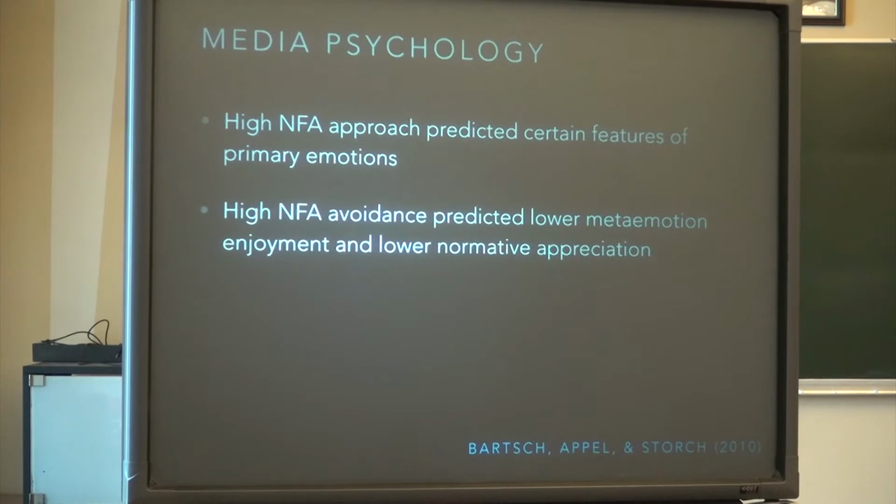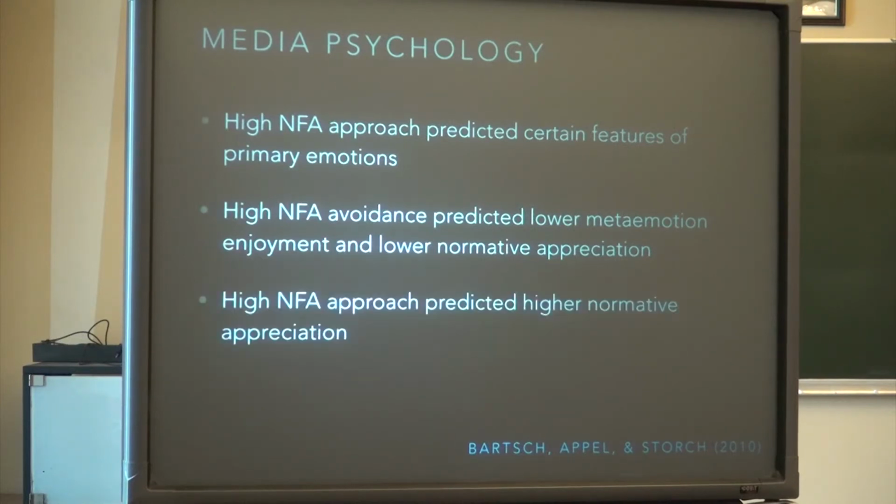They also found that high need for affect avoidance predicted lower meta-emotion enjoyment in conjunction with the film, and lower normative appreciation. They found that high need for affect approach predicted higher normative appreciation. So they concluded that need for affect is a general predictor. So this was regarded as the trait meta-emotion variable, so the individual difference variable. They regarded it as a general predictor of individual differences in the experience of emotions and state meta-emotions. So this study says something about the relationship between emotions and meta-emotions, and between trait and state meta-emotion.